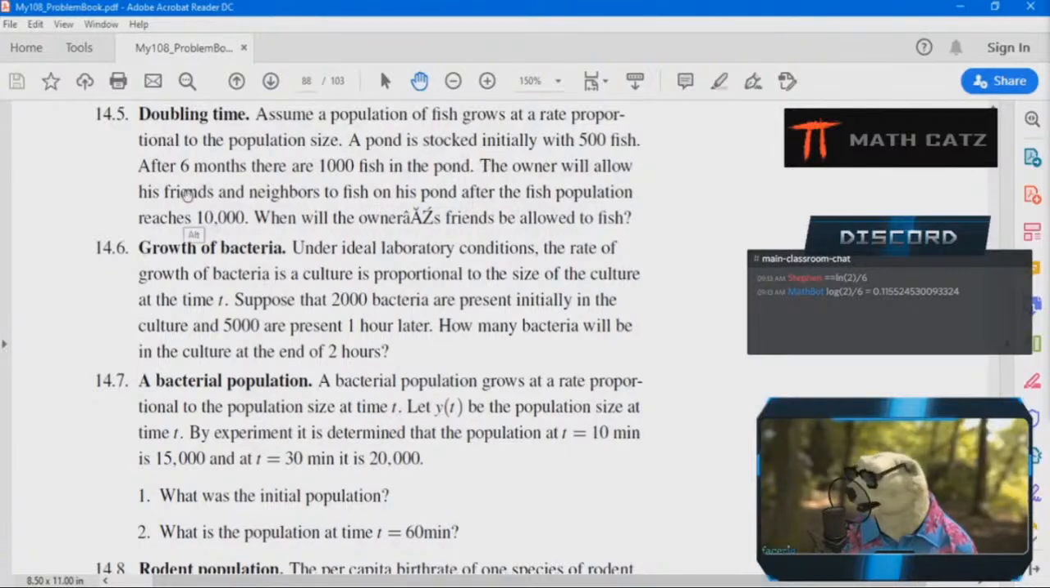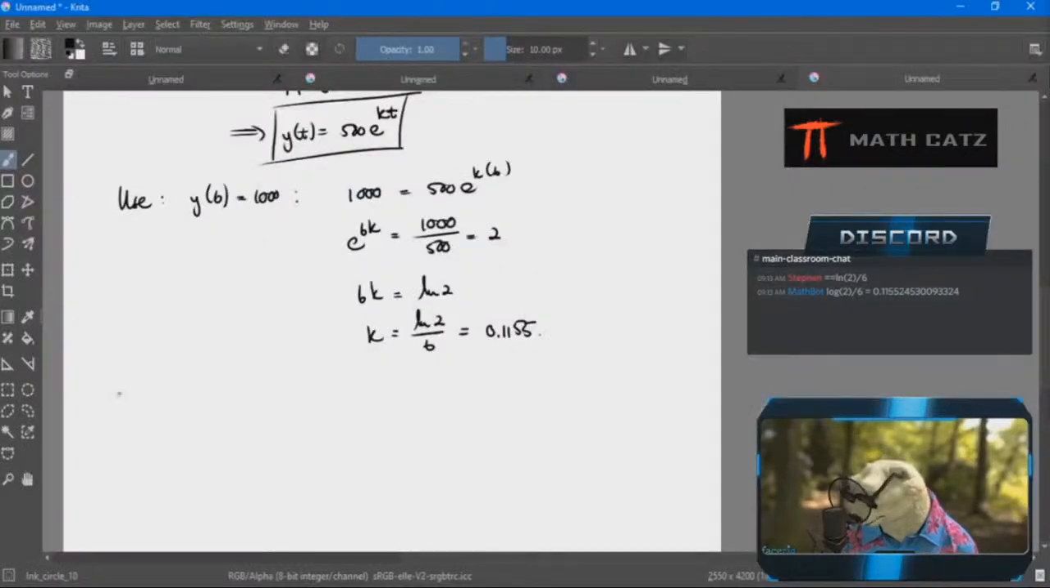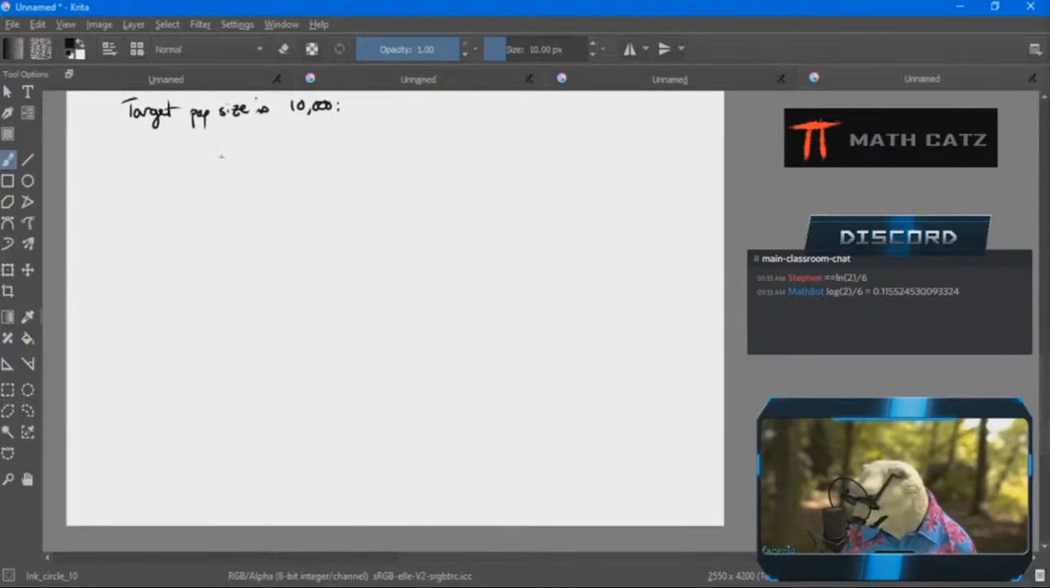Now, the owner will allow his friends and neighbors to fish in his pond after the fish population reaches 10,000. When is that going to happen? So I have a target population size. I want to know when that happens, 10,000. So my target population size is 10,000.